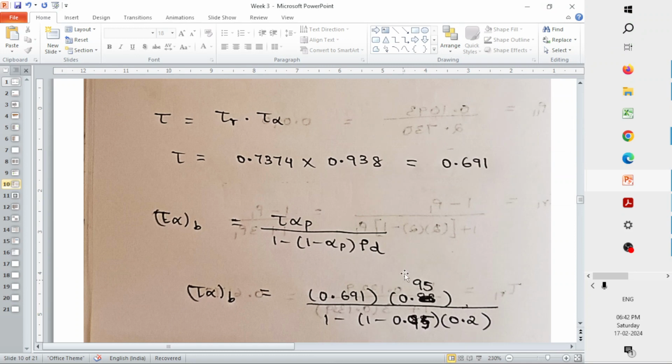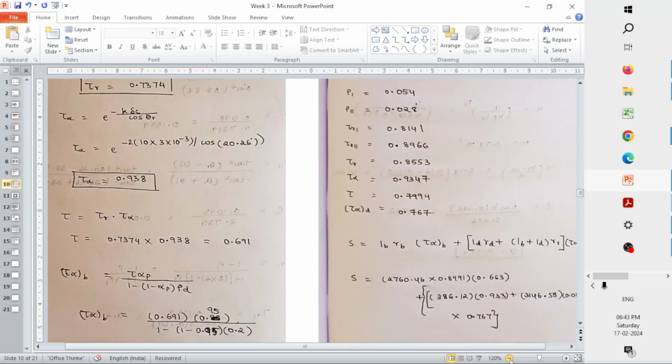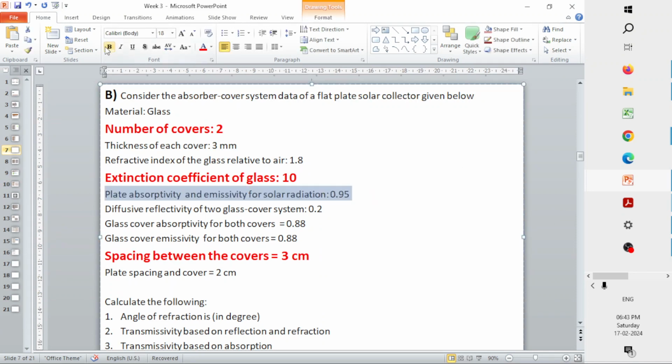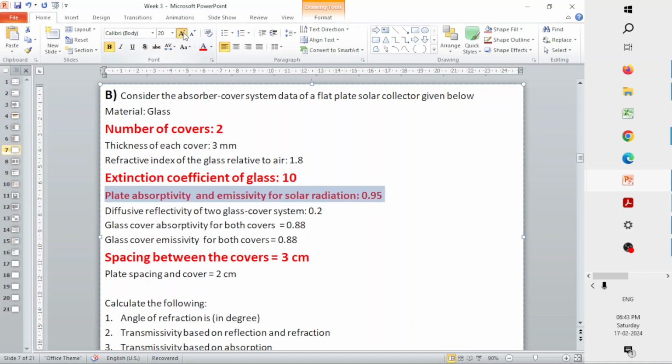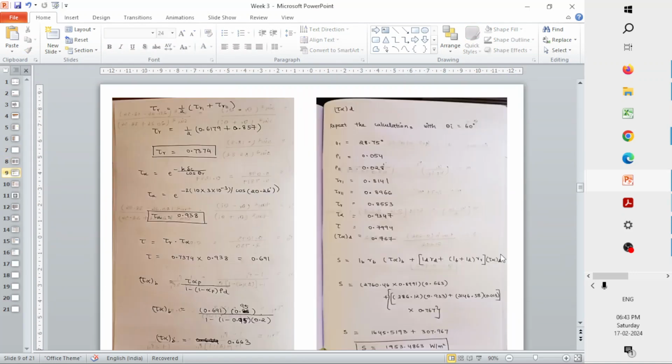So we know rho d, or you can also take the rho d value, as it's better to calculate. Actually it will come to about 0.2. The diffusive reflectivity value will be 0.2, but you can calculate using that formula, tau alpha into 1 minus tau r. So here the absorptivity of the plate, let us go to our question to check. Plate absorptivity and emissivity is here 0.95.